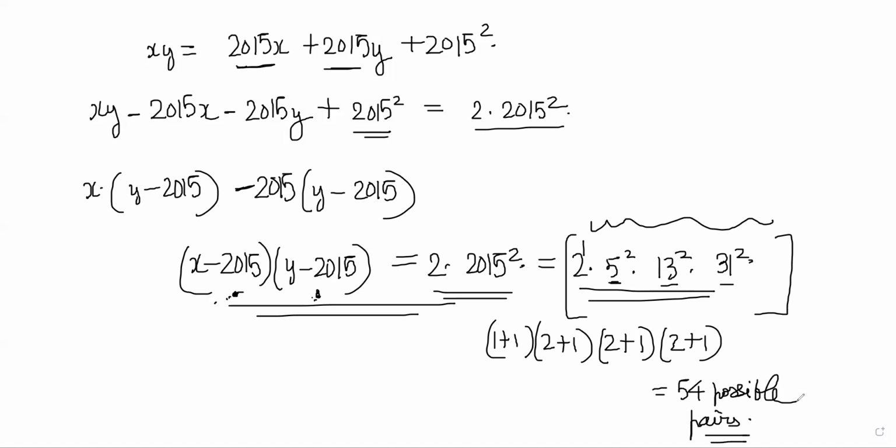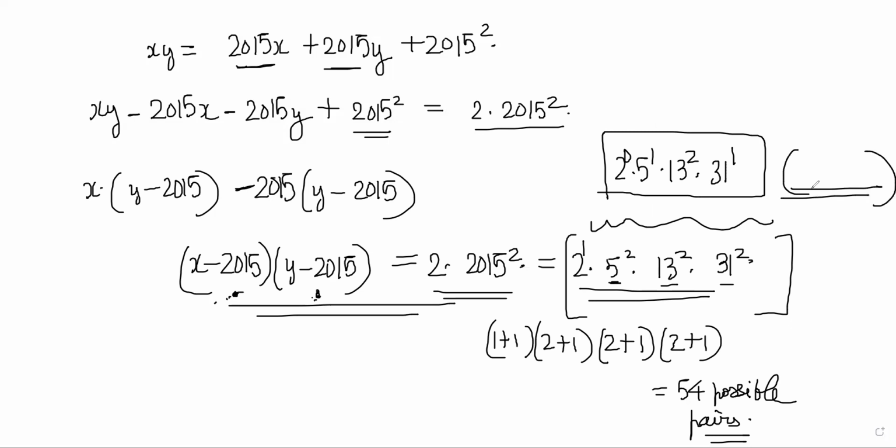How do we get pairs here? Because when we make a divisor, let's say the power of 2 in the divisor was 0 and the power of 5 was 1 and the power of 13 was 2 and the power of 31 was 1. Then as soon as we have made this divisor, the rest of the prime factors go in the other divisor. So every time we choose one of them, we are getting the other one as well. So 54 possible pairs are there.